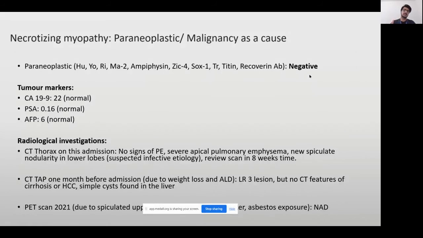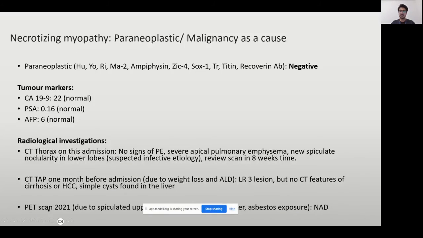Apart from the blood tests, we also did radiological investigations in this case to rule out underlying malignancy causing myopathy. We performed a CT thorax when he came into the hospital. There were no signs of PE, and there was some emphysema, but there was a small nodularity on the lower lobes that was infective in etiology, nothing like a cancer. A CT scan was done 1 month before admission due to weight loss and alcoholic liver disease. It was performed by the GP, but there were no features of malignancy at that time.